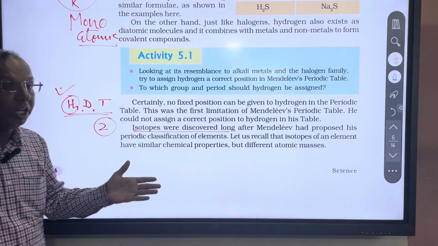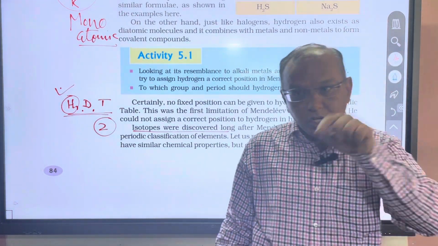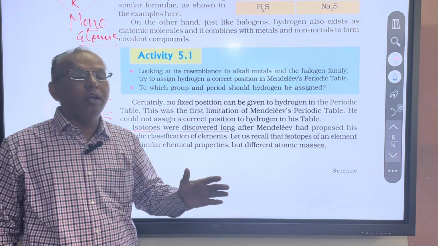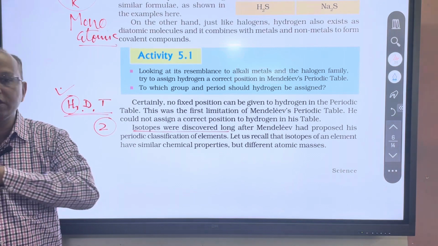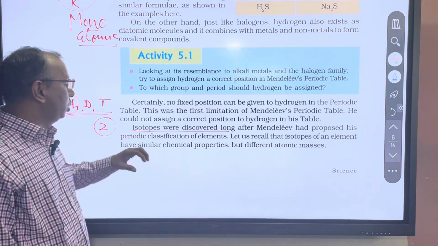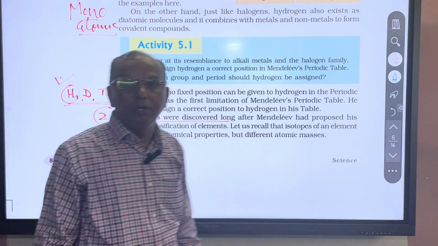So Mendeleev was not able to put all the isotopes in the periodic table. Still today, friends, any isotope, whether of chlorine, hydrogen, oxygen, or any other element, has not been placed in the periodic table. Clear? So these are the two limitations of the periodic table.